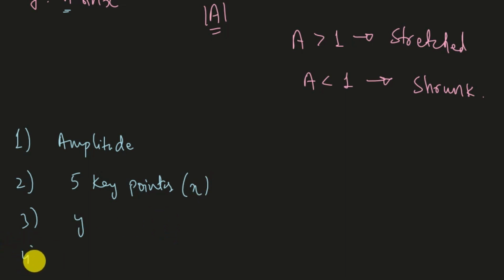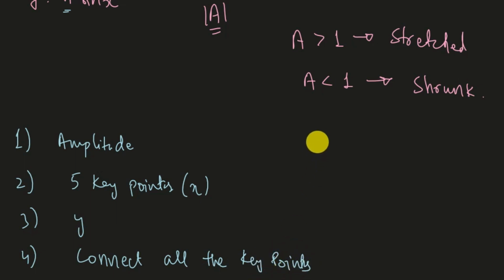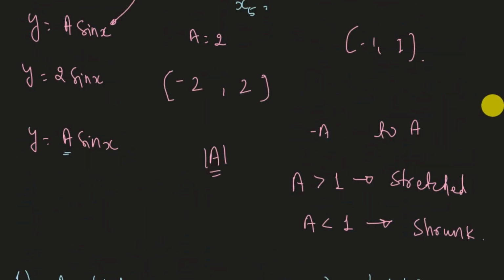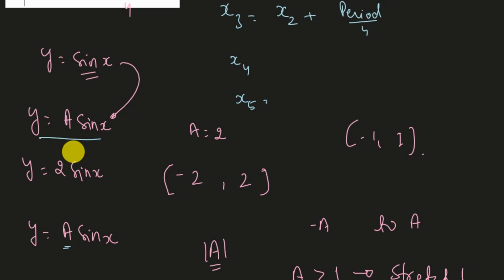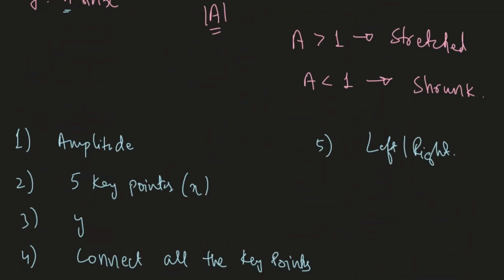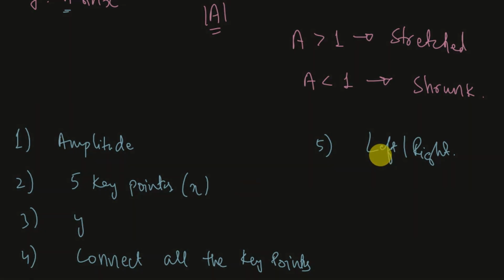Fourth step is connect all the key points. And finally, you can extend the curve to the left or the right side as required in the question. So this is the overview to graph a function in this form. These are the 5 steps that you should follow. Now let's take an example, then you will have a better understanding of this kind of function.